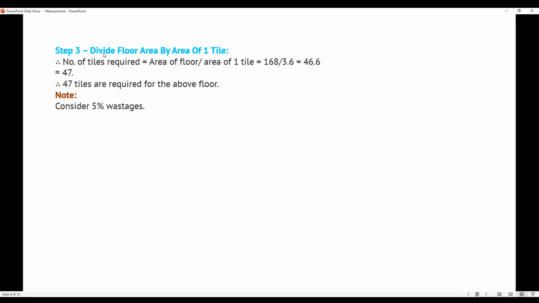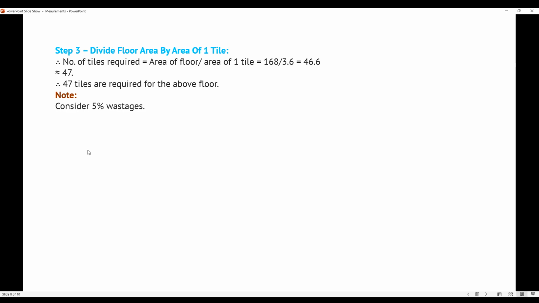Step 3, let's see how many tiles do we need for that project. So in order for us to do that, we're gonna put in the area of the floor and divide it by the area of one tile. So the area of the whole floor is 168 square foot by 3.6 square foot for the tile equals 46.6, which is approximately 47 tiles, which are required for the above project.